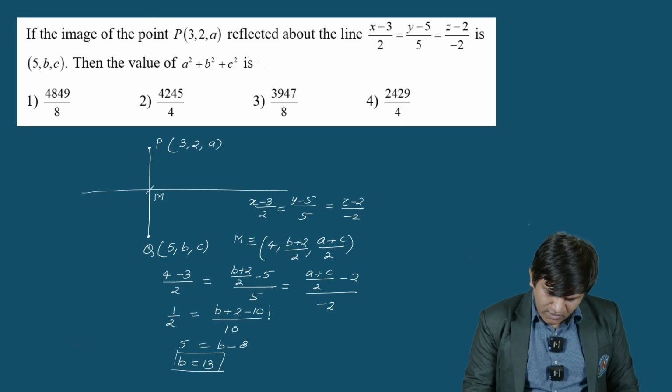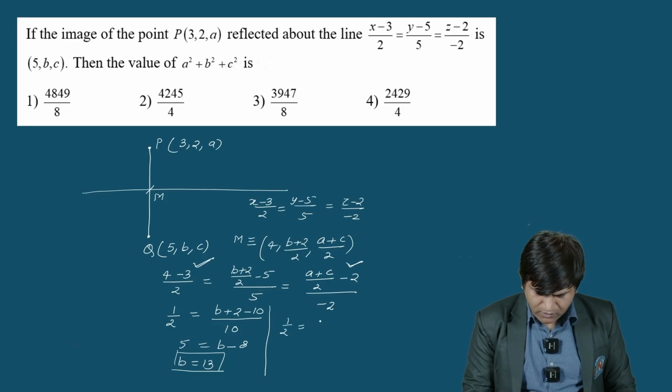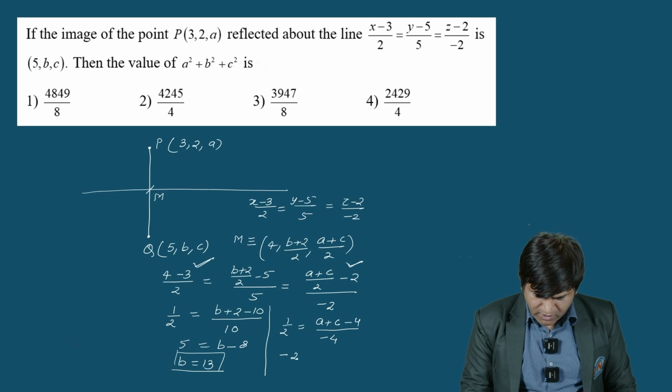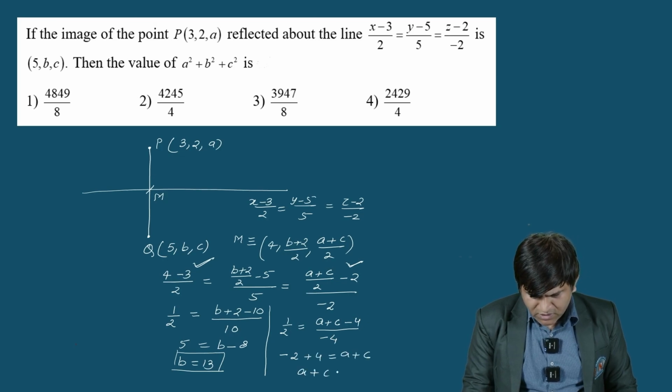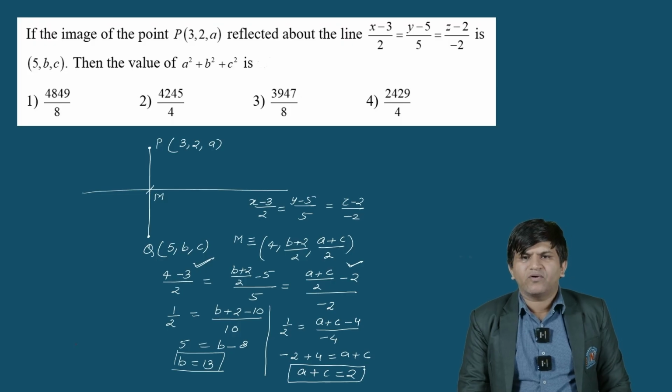In the same way, if we equate these, 1 by 2 equals (A plus C minus 4) divided by minus 4. So we are getting minus 2 plus 4 equals A plus C. So A plus C we are getting from here simply as 2. Okay, now we have to find the values of A and C individually.